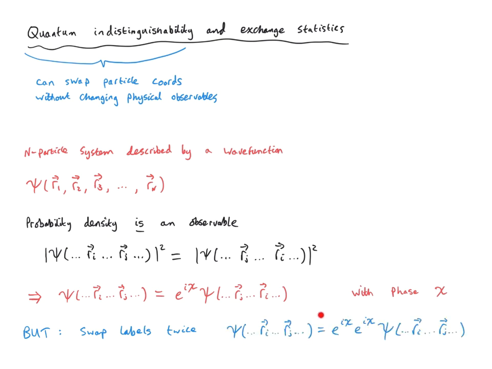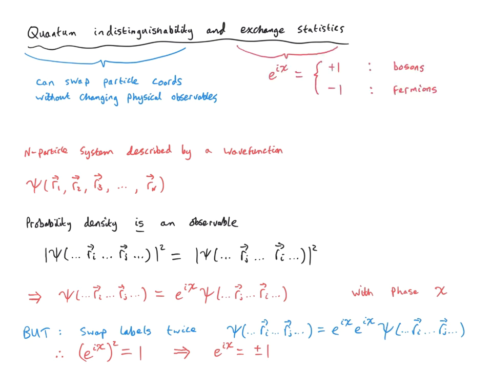That means that we have a wave function which is equal to itself times e to the i chi squared. This then tells us that e to the i chi squared must be equal to 1, and therefore when we take the square root, we learn that e to the i chi can either be plus or minus 1, and those are the only two options. The phase must square to 1. This phase encodes the so-called exchange statistics. There are two types of particles that are found in nature, one in which the phase e to the i chi is equal to plus 1, and we call those things bosons, and one where e to the i chi is equal to minus 1, and we call those fermions.